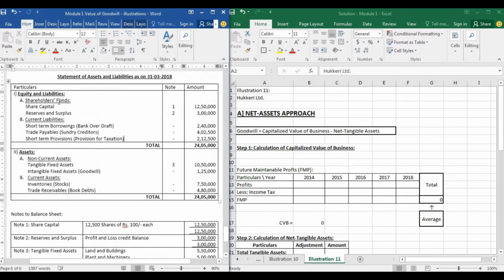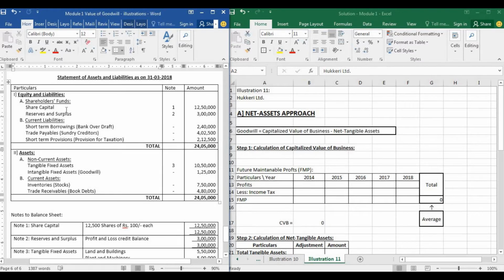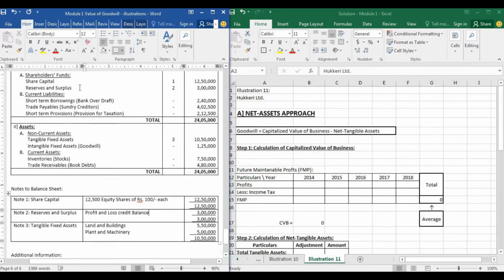See, in the balance sheet, we have note number 1 and 2 in the liabilities side, which is share capital and reserves and surplus. In share capital, we have equity shares alone. And in note number 2, we have P&L account credit balance. Then we have other liabilities, which is outside liabilities given as bank overdraft, sundry creditors, and provision for income tax.